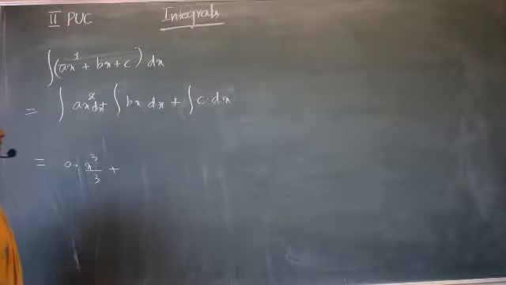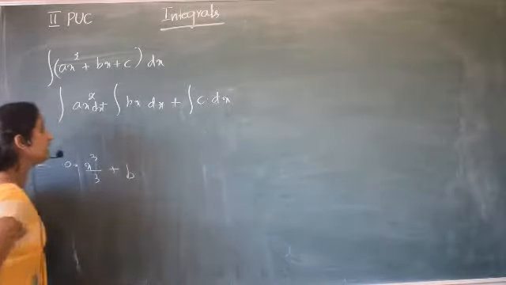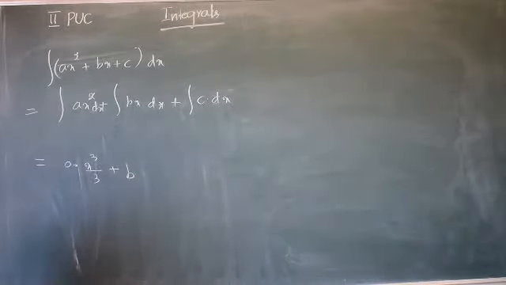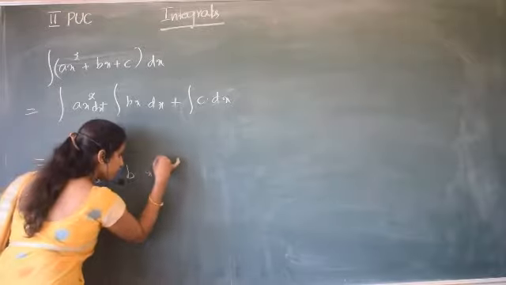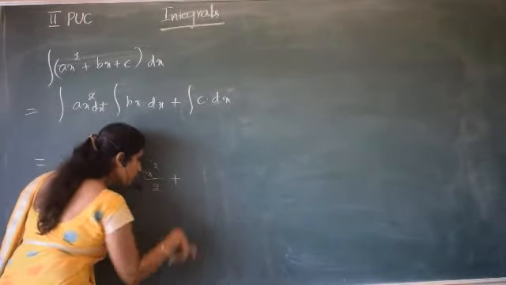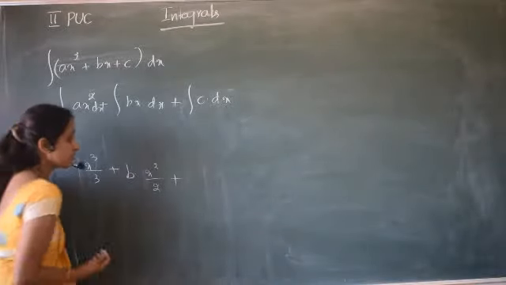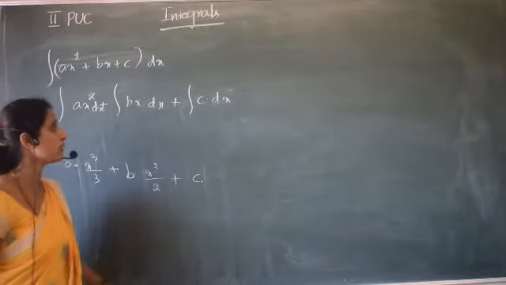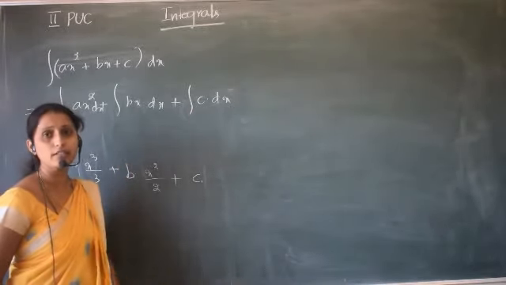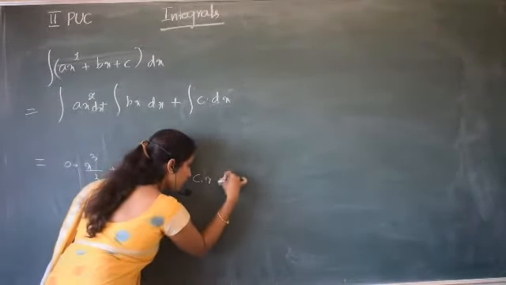So here it will be the integral of b into x. So b is a constant. Then the integral of x, in the sense the integral of x power 1. So x power 1 plus 1 divided by 1 plus 1, that is x square by 2, plus c is a constant as it is. So one more thing, when you take c constant, what will be remaining? The integral of 1 dx. What is the integral of 1 dx? That is x, c into x.